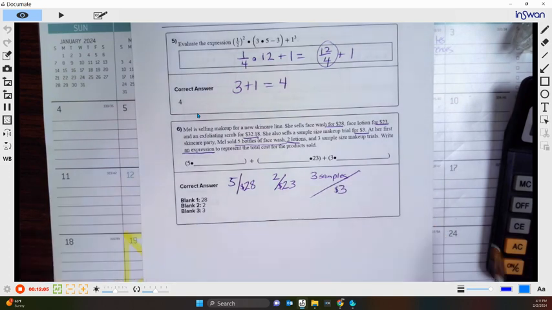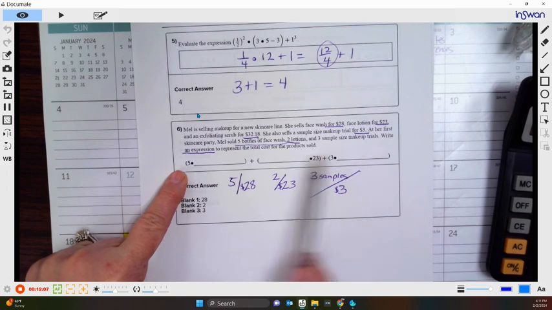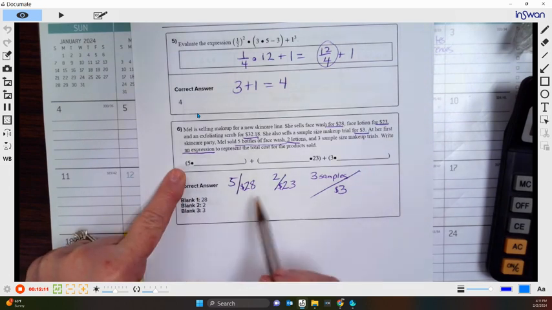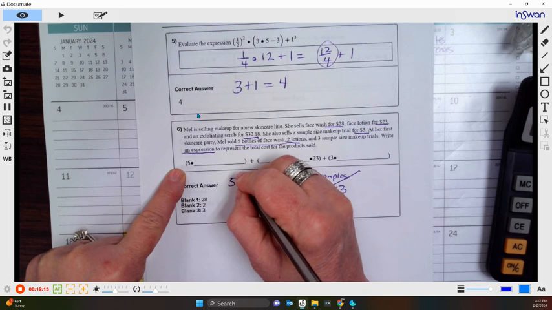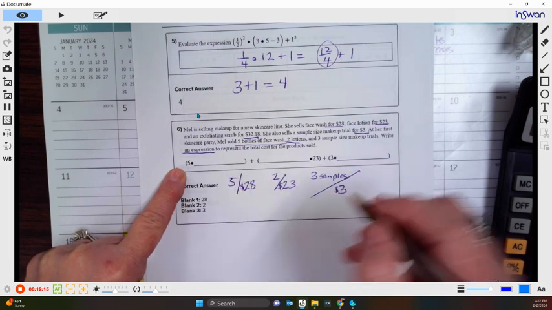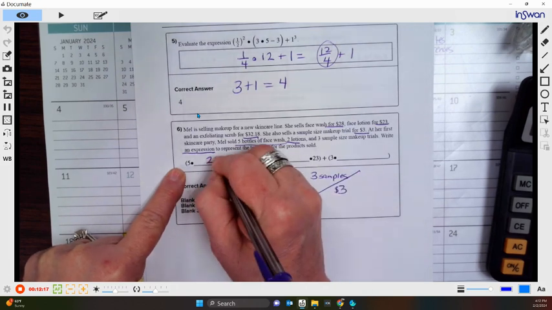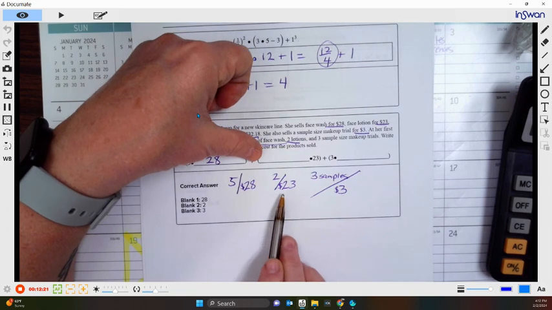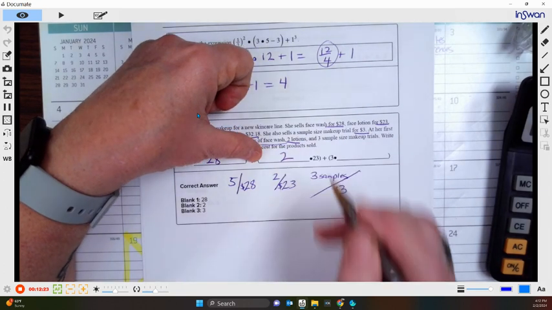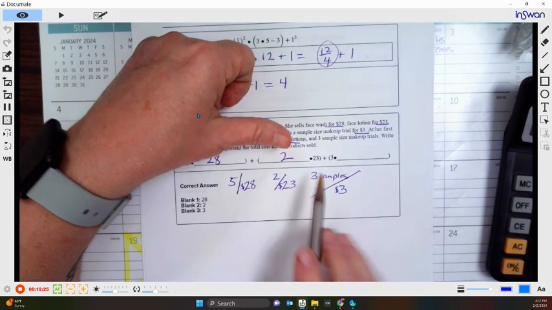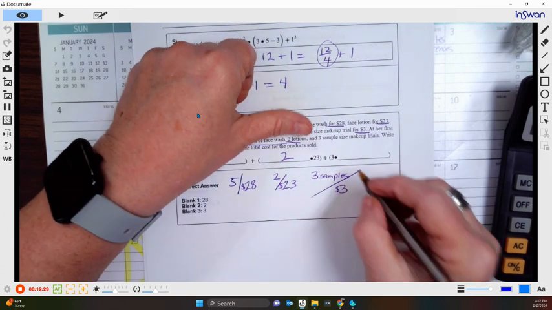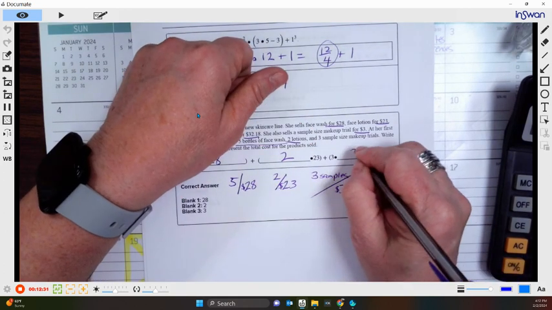So if you look at what we have, this is showing a model for the expression, and you've got 5. If I look up here, what did I have 5 of? That was the face wash. So that's going to be 5 times 28, plus, what was $23? That was the lotion, and I had 2 of those. So that's going to be 2 times 23. And then we have 3 of the samples, and that's going to be 3 times 3.